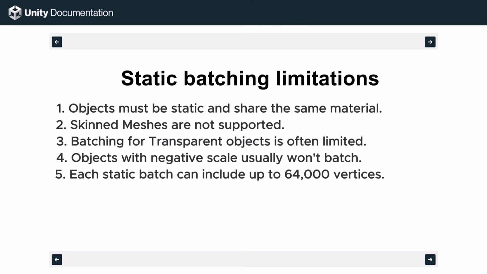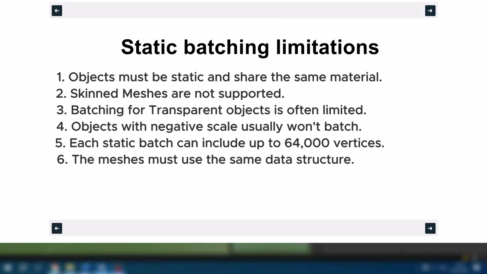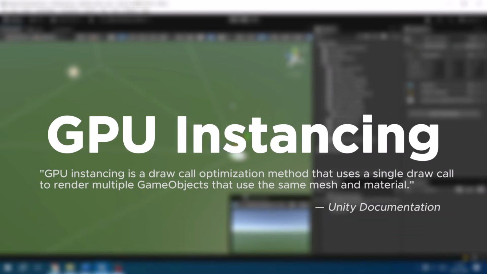And the tricky one, vertex attribute layout. The meshes must use the same data structure. If mesh A has normals and mesh B does not, Unity will not combine them even if they share the exact same material. Next up, GPU instancing. This is supported by default on most modern GPUs.